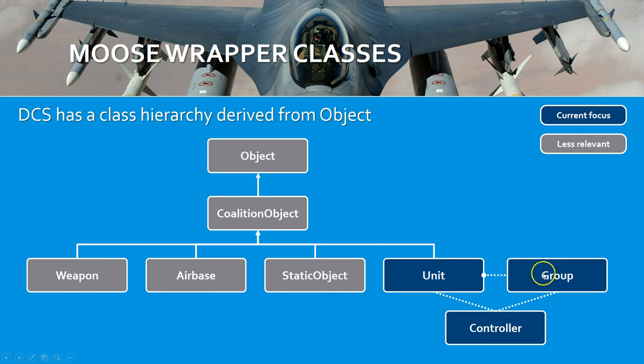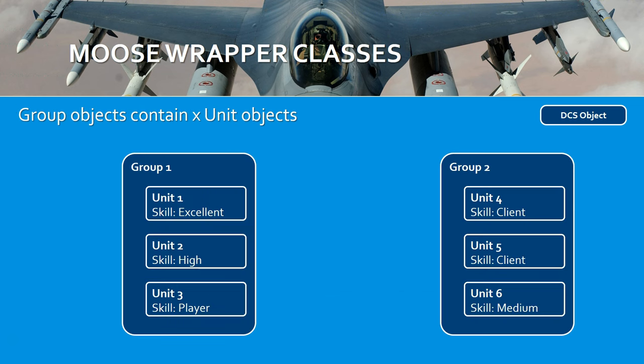Unit and group, you need to keep in mind that when you want to move objects around, you need to access the controller of the group or the unit to actually create tasks. So when you look at how the DCS World scripting engine is working, or how the objects are organized, not a surprise, I guess, but let's explain it quickly by example.